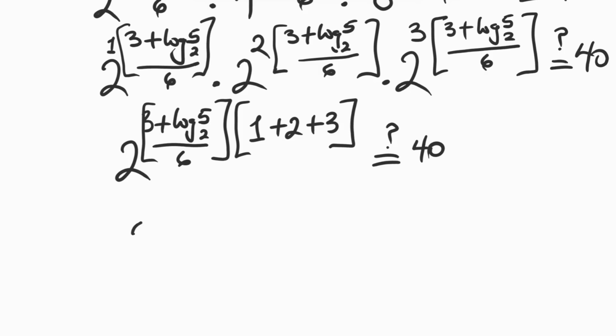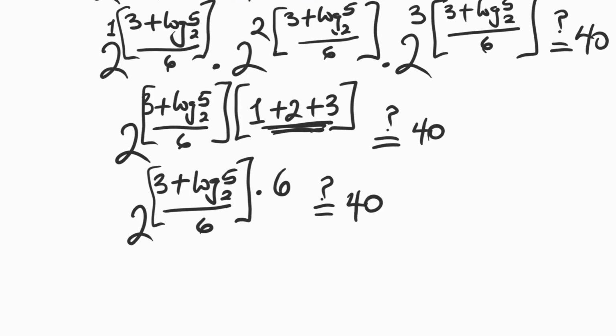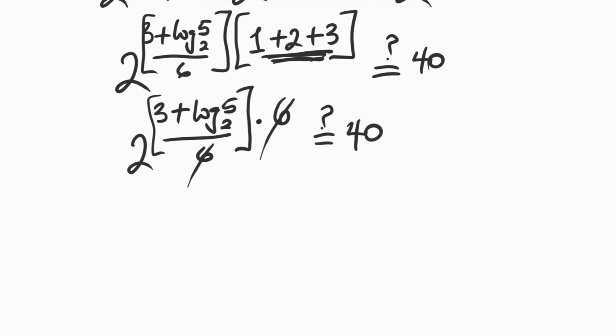So now we have 2 raised to the power (3 plus log of 5 base 2) divided by 6, times 6, because if we add this up, it'll give us 6. See if that's going to be equal to 40. Now the 6 can cancel out. Both 6's can cancel out. So what we have left is 2 raised to the power 3 plus log of 5 base 2. Let's see if that's going to be equal to 40.